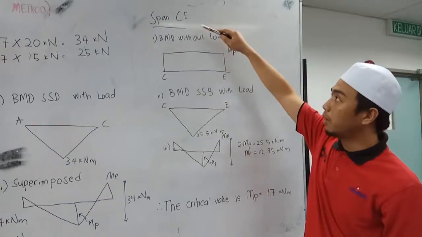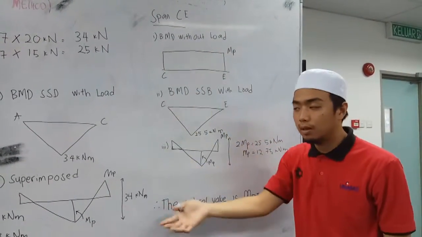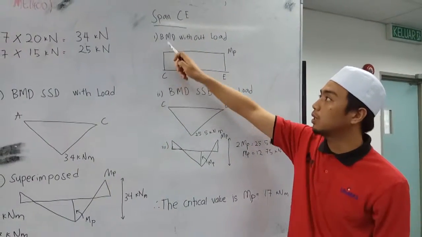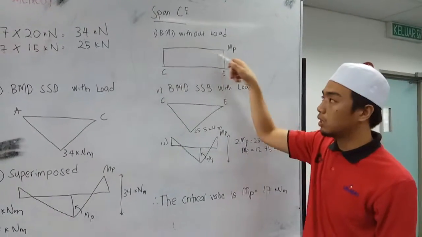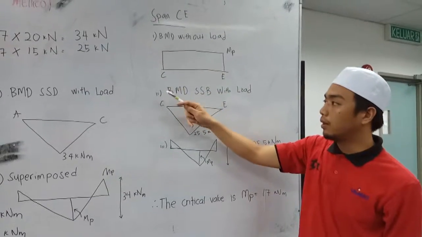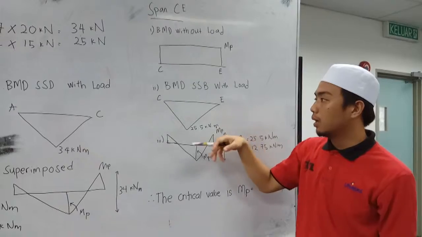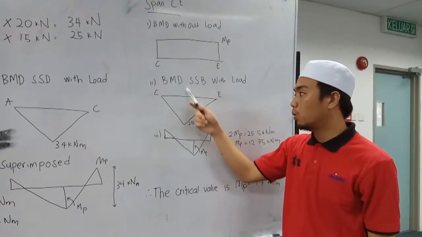And for the second span, which is span CE, we repeat the previous steps. The first one is we draw the bending moment diagram without load, and we still have a rectangular shape because we have just a constant MP value. The second step is the BMD simply supported with load, and we still have a triangular shape because we only have one point load here.